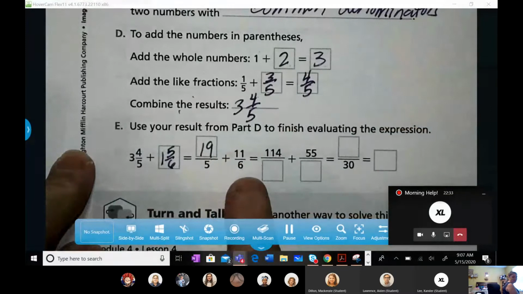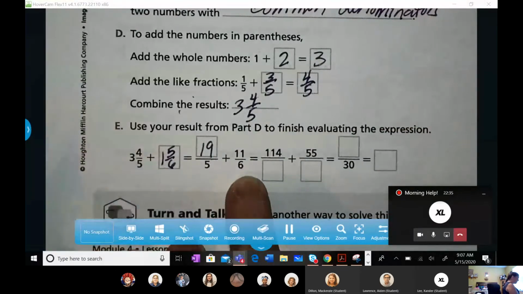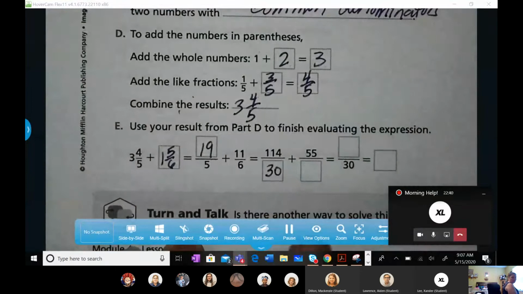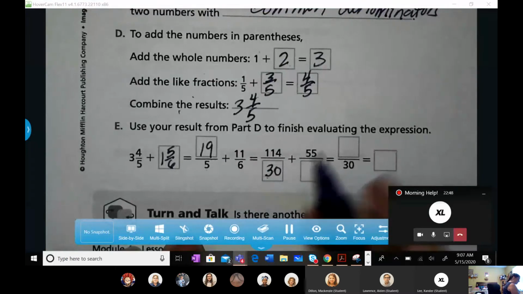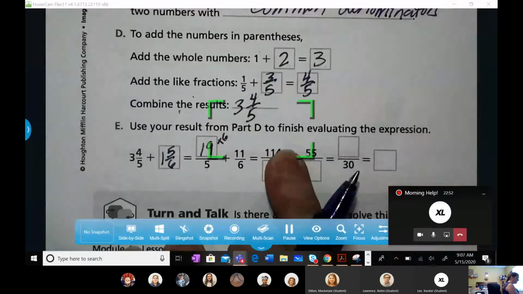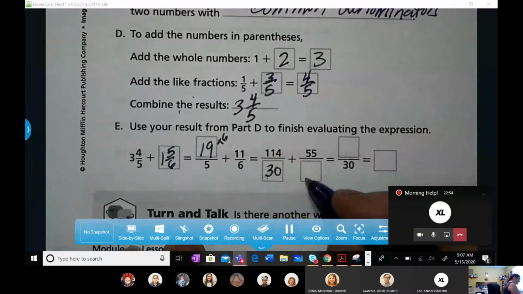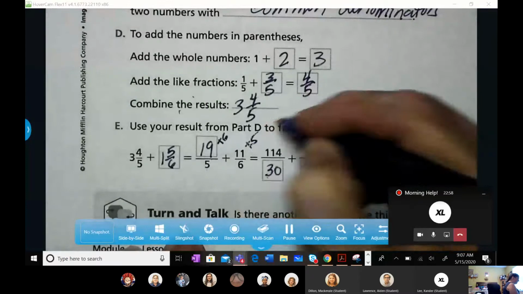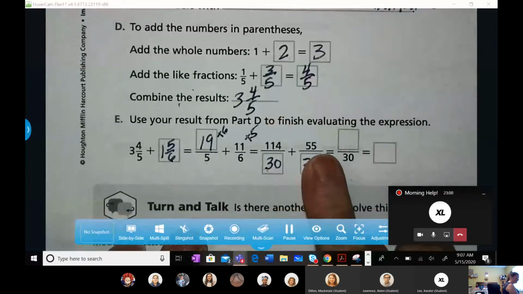They've already told me this one's 11/6. So my common denominator would be 30. So remember, we have to make those equivalent fractions. So that means if I do 5 into 30, which is 6, I have to also multiply that by 6 to get 114. Okay, so same thing here. If this is 30, I have to multiply that 11 by 5 to get 55.